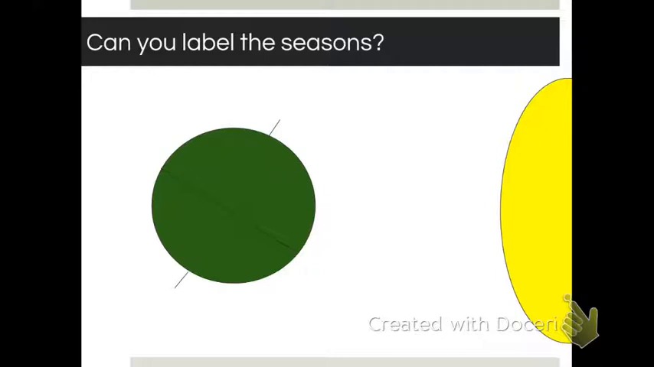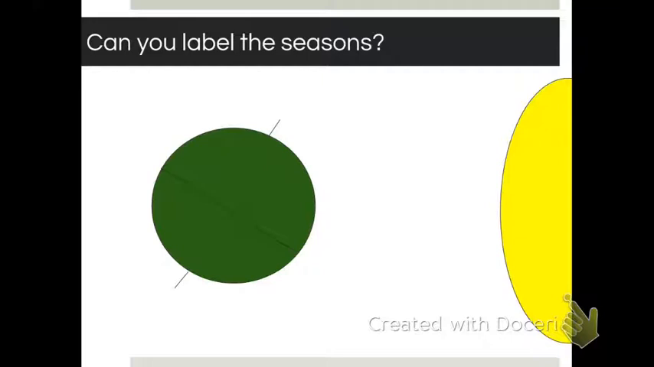If you didn't understand this, make sure that you do get help. This is an extremely important thing for you to know how to do. And the part we're about to do, if you can't label summer and winter right now, you're not going to be able to do this next part. So it is extremely important that you understand this.